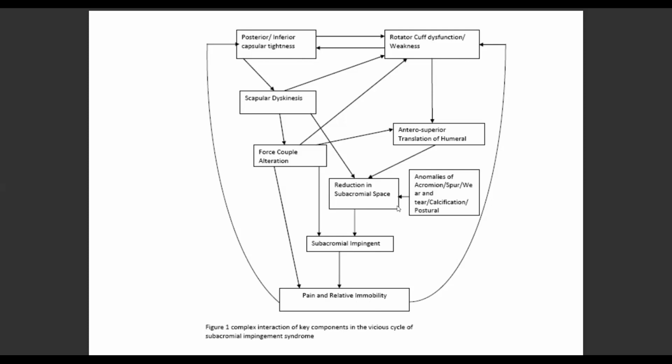So A is causing B, and B is causing A, and this process goes on. When A is causing B and B is causing A, this cycle is actually known as the vicious cycle. So this is the complex interaction of the key components and the vicious cycle of subacromial impingement syndrome.